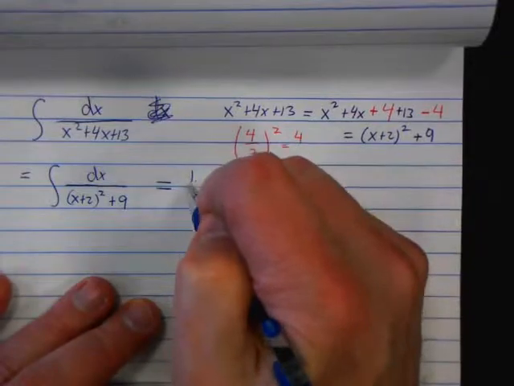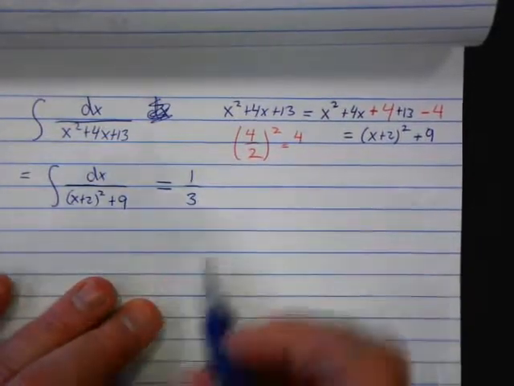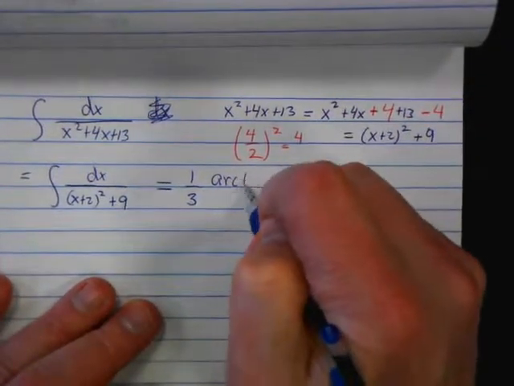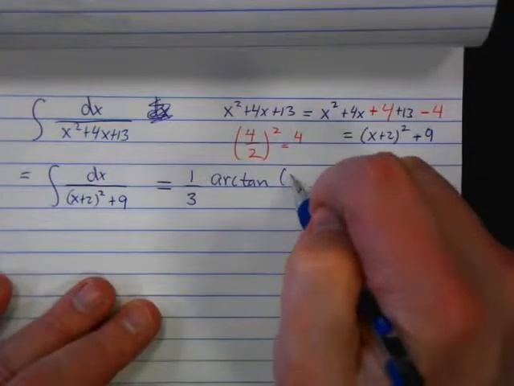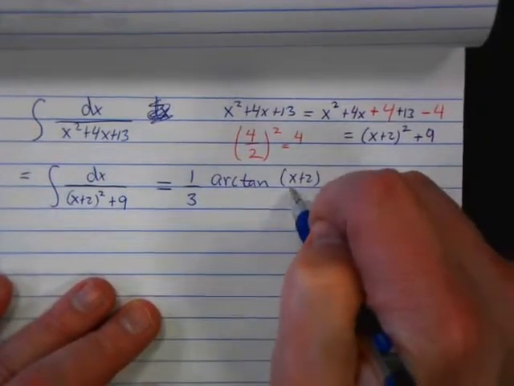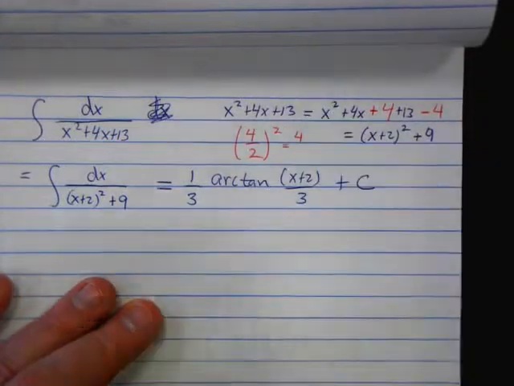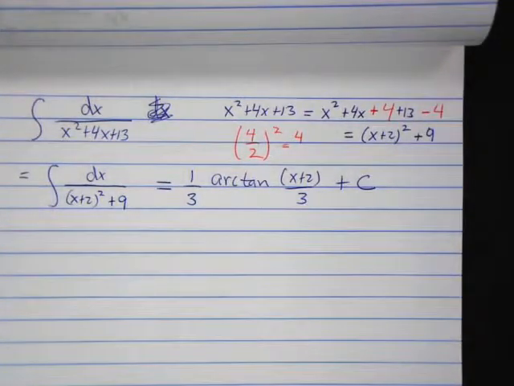So we're going to have 1 over a. In this case, a is the number 3. Arctan of u, which is x plus 2 over 3, plus c. Questions on that one?